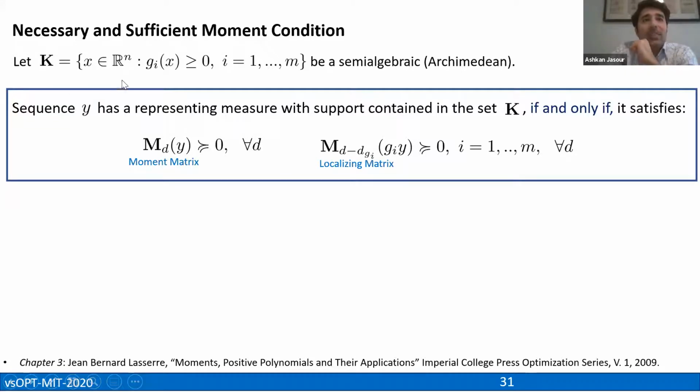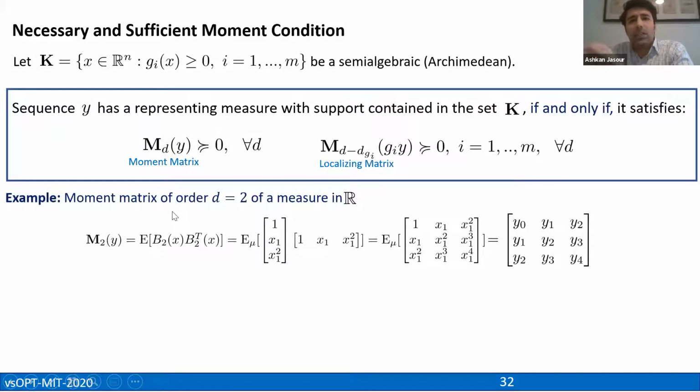Let K be a semi-algebraic set defined by polynomials g_i. Then sequence Y has a representing measure with support inside the set K if and only if we satisfy the following linear matrix inequality in terms of moment and localizing matrices. The moment matrix is a symmetric matrix defined in terms of the moments Y, and the localizing matrix is a symmetric matrix defined in terms of the moments and also the coefficients of the polynomials that describe our set K.